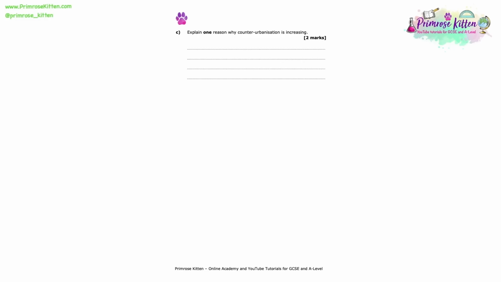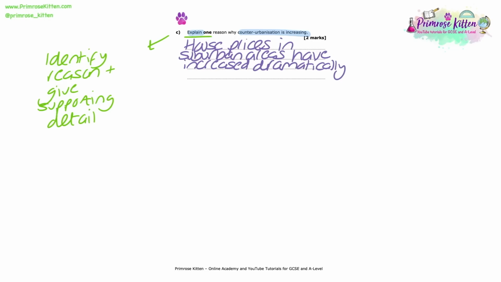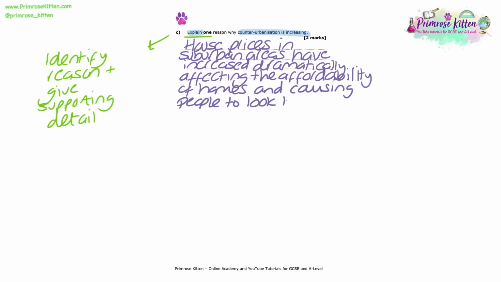Part C. Explain one reason why counter-urbanisation is increasing for 2 marks. This question requires you to first of all identify a reason and then give supporting detail. One possible reason for this might be that house prices in suburban areas have increased dramatically. The supporting detail for this would be that it affects the affordability of homes and causes people to look to buy elsewhere.